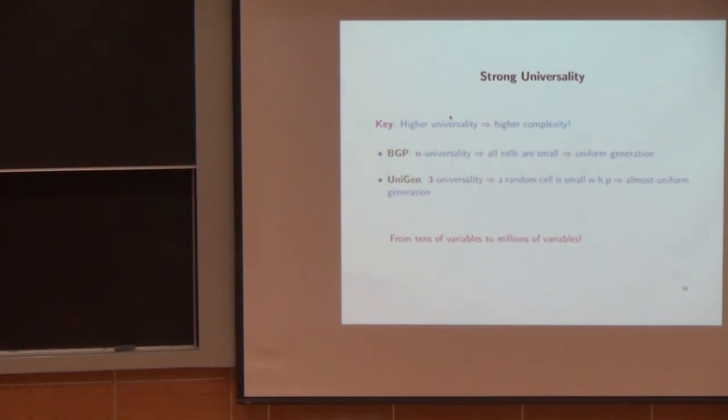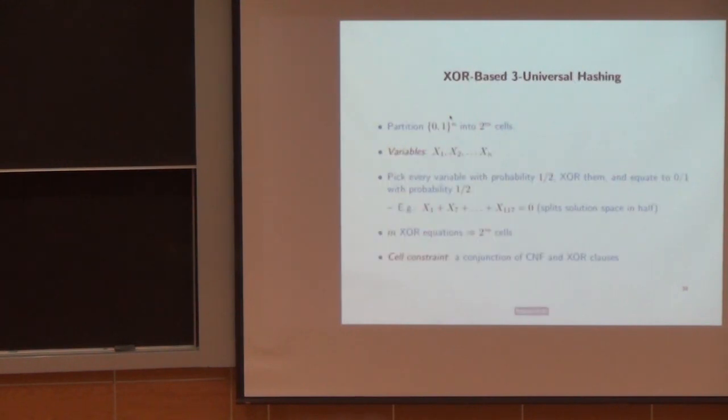Then those 3 bits are enough to give us almost uniform sampling that enables us to scale from tens of variables to millions of variables. How do we do this hashing? What is the magic of the hashing? Okay, this is really where the rubber meets the road, so to speak.